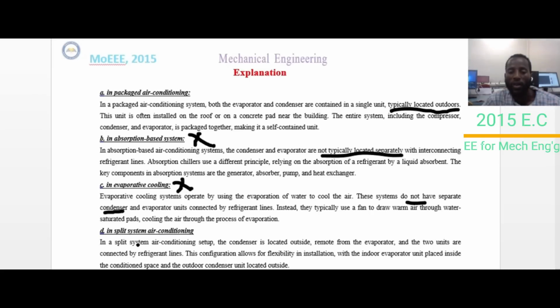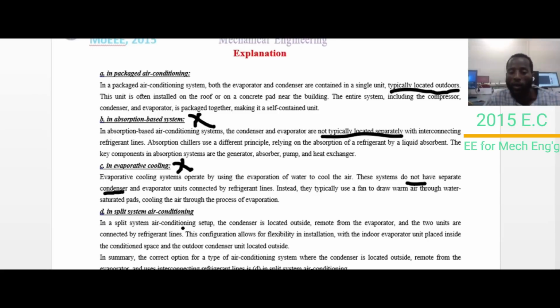And D, split system air conditioning. In this system the condenser is located outside, remote from the evaporator, and the two units are connected by refrigerant lines. In a split system air conditioning setup, the condenser is located outside, remote from the evaporator, and the two are connected by refrigerant line. This configuration allows for flexibility in installation, with the indoor evaporator unit placed inside the conditioned space and the outdoor condenser unit located outside.